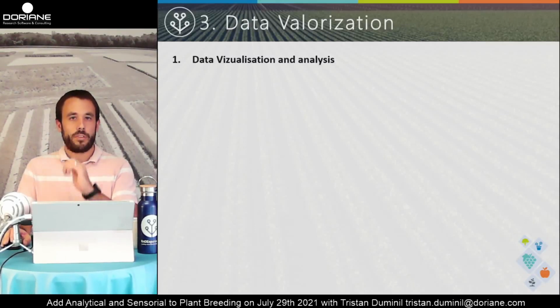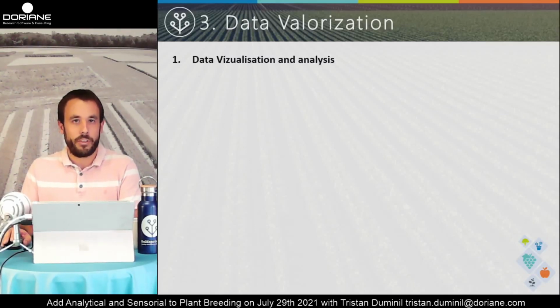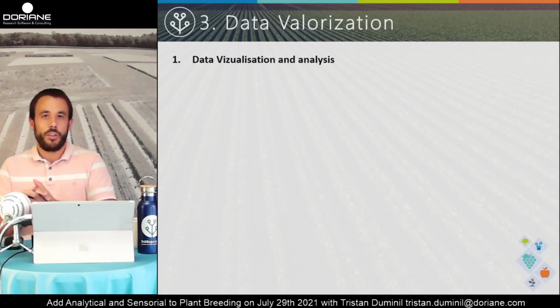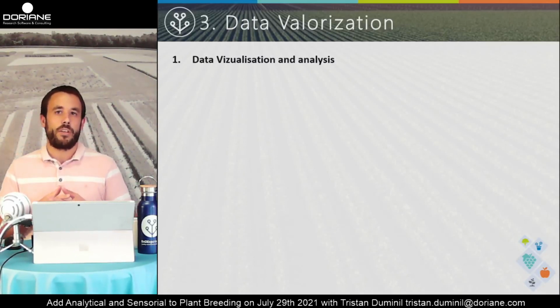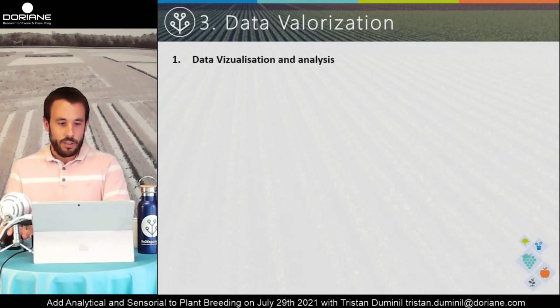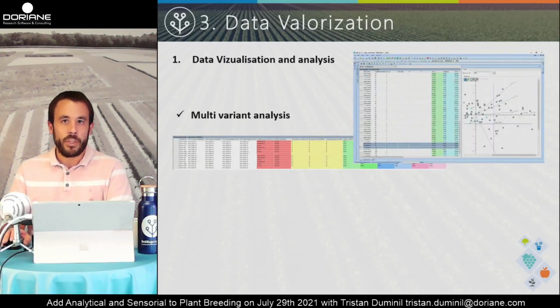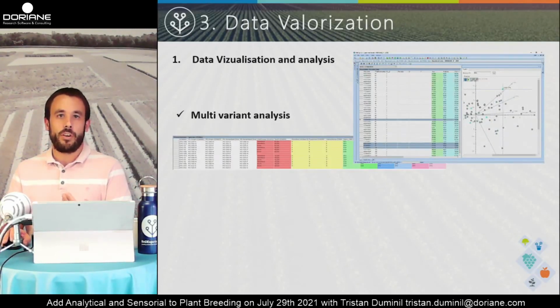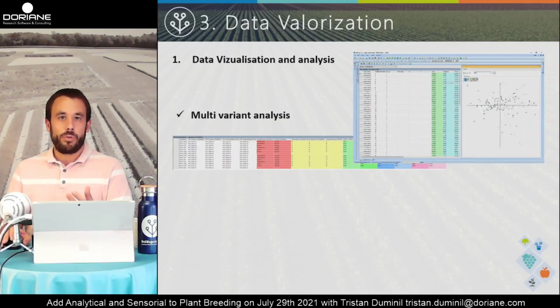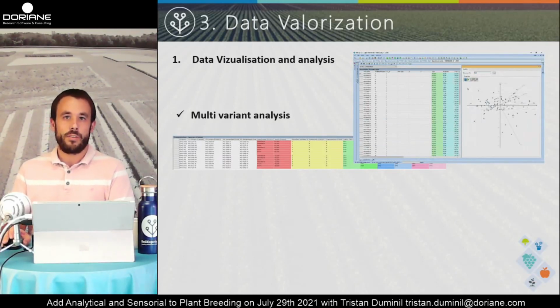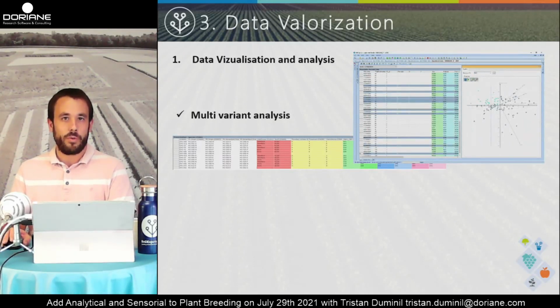Let's now discuss data valorization. The last point opens the discussion on how to integrate such analytical information in the breeding decision-making system. And Dorian, providing a data management system which supports analytical processes integrated into a breeding activity, also proposed some solutions to visualize such information and to confront it with phenotype or genetic information.